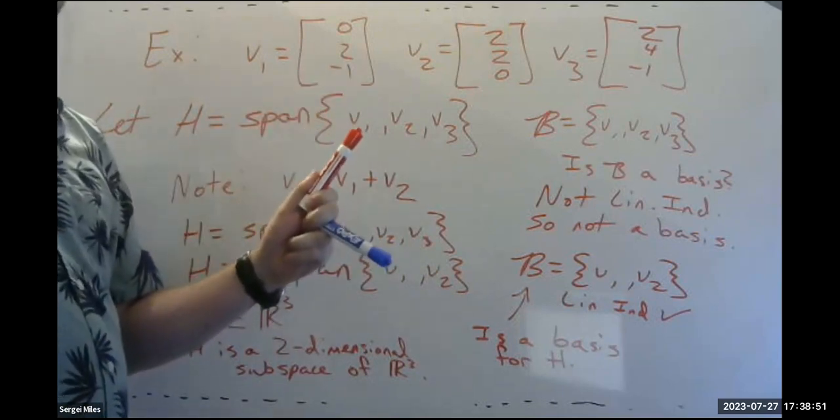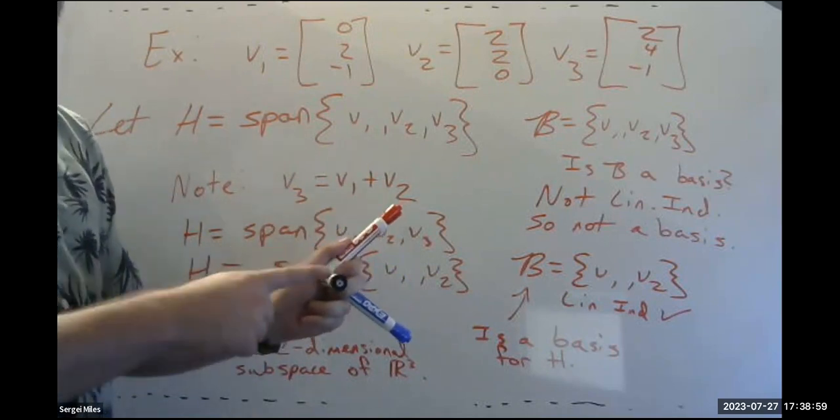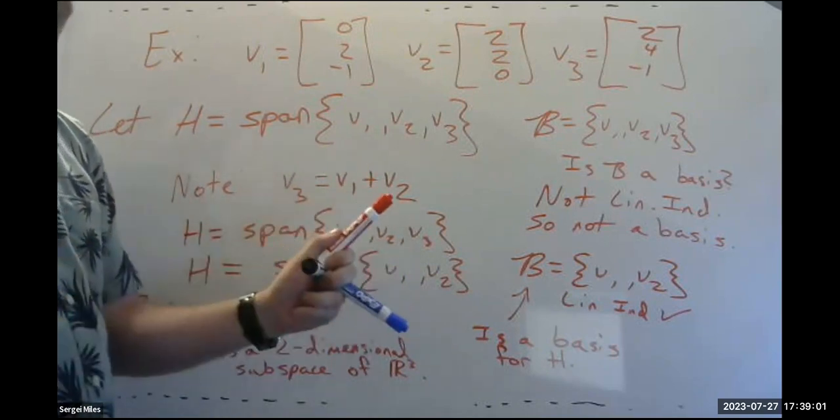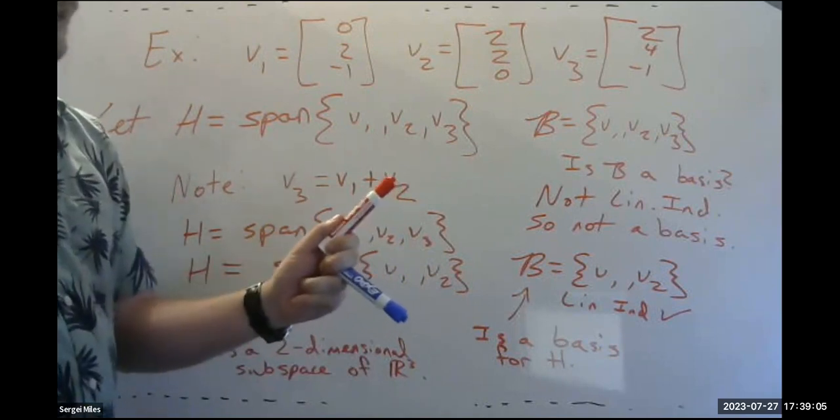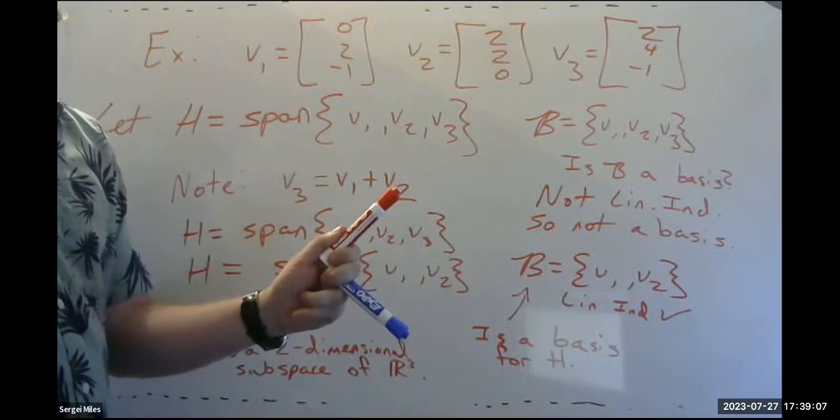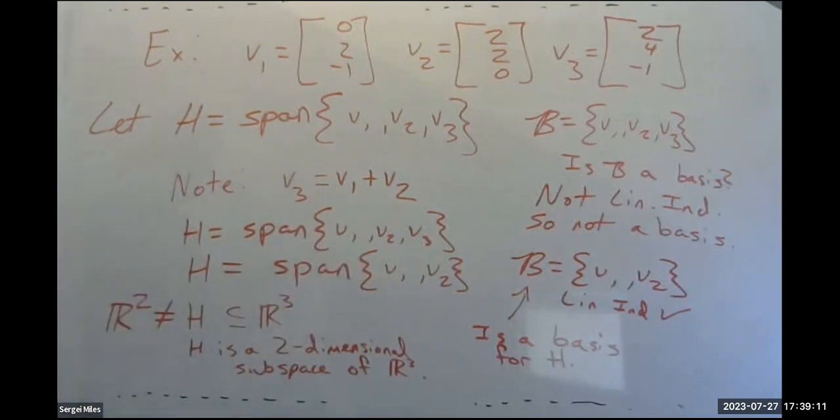To make it truly 3-dimensional, I would need a 3rd direction, where the black marker goes in a direction unique from these 2 directions. But V3 does not go in a unique direction, so we don't need it. We only need the 2. All right. Maybe that made sense, maybe not.